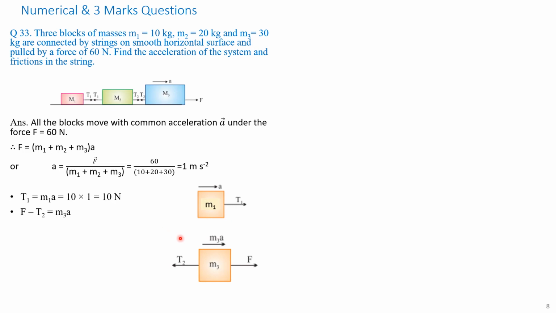Next, we will take up the free body diagram of M3. It has tension T2 on the left hand side and the applied force F pointing towards the right. M3, A is the acceleration on the right hand side. Force is M3 into A. Therefore, F minus T2 is equal to M3 into A. Solving, we get T2 is equal to 30 newtons.